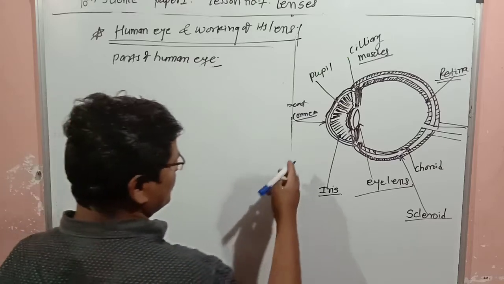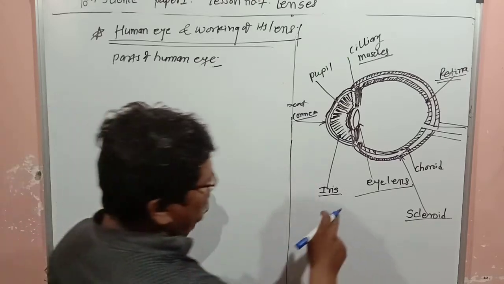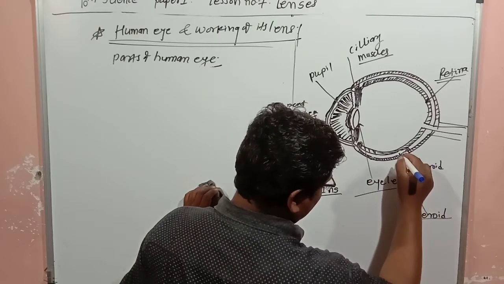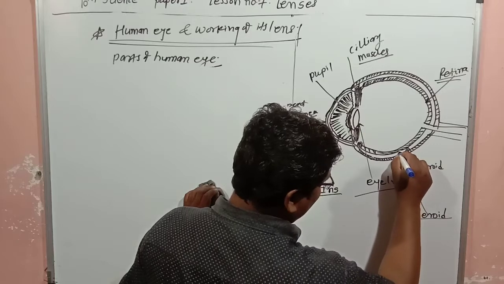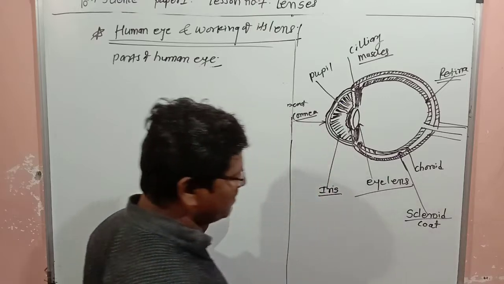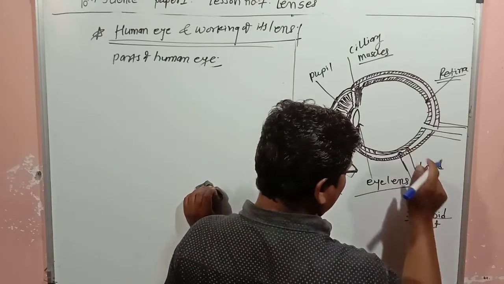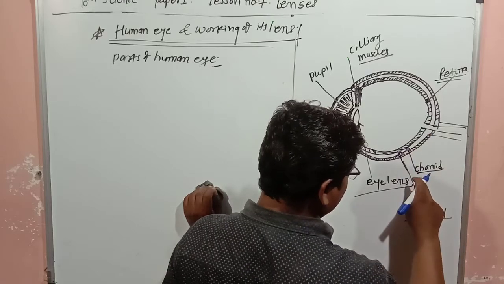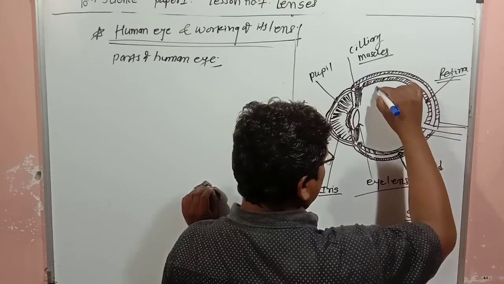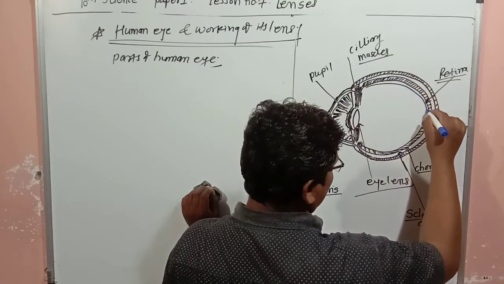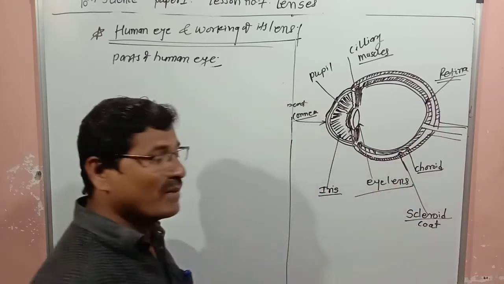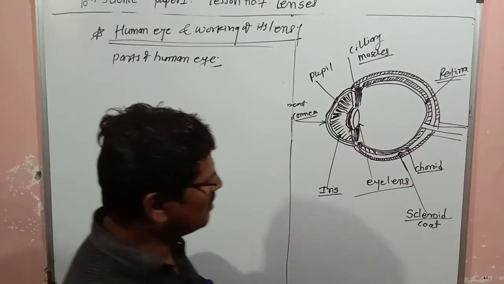So one thing you have to remember, the outermost layer is the cornea. But this white colored layer is there, that one is the sclera coat. Inside the middle is the choroid, and then to the inner side there is the retina, on which the image is formed, or light rays are converged.